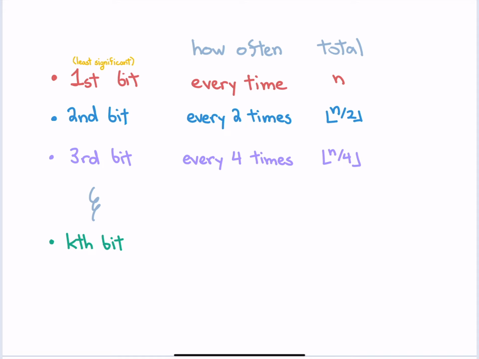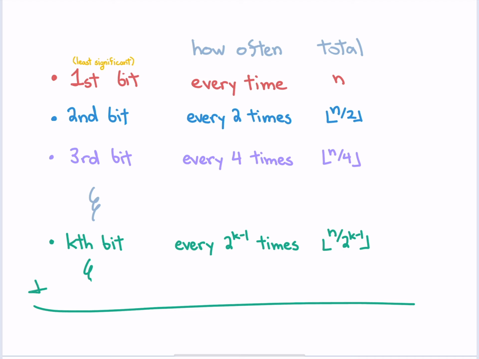What happens on the kth bit? How often does the kth bit, like the 100th bit, flip? Every 2 to the k times. Oh, I guess k minus 1. And so the number of times it flips is like n over 2 to the k minus 1. Okay? And we can keep going. If I add all this up, right, and in particular, I'm looking at the total number of flips. What's the total number of flips?